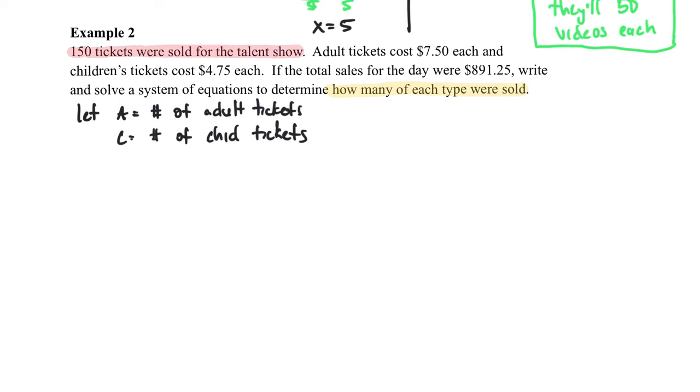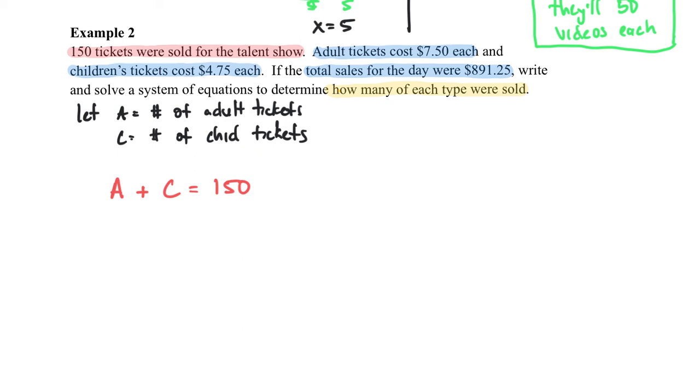Okay, so in red, I want you to notice that 150 tickets were sold for the talent show. So that's one of our equations right there. The number of adult tickets plus the number of child tickets is 150 because I know I sold 150 tickets. The other equation has to do with money. Adult tickets cost $7.50 each. Children's tickets cost $4.75 each. And my total sales for the day were $891.25. So that's going to be my other equation.